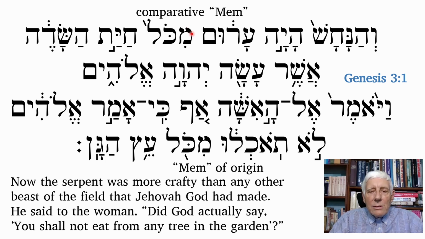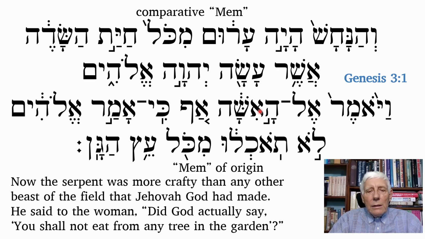So it adds another layer: you're starting with the derived form or the origin form of the mem, and you have a little bit more understanding attached to that. From all, compared to all. Kol hayat hasadeh asher asa Yehovah Elohim, which Jehovah God made.